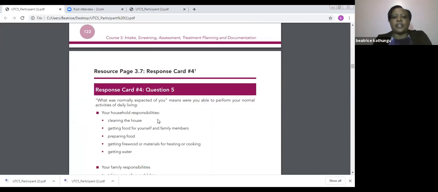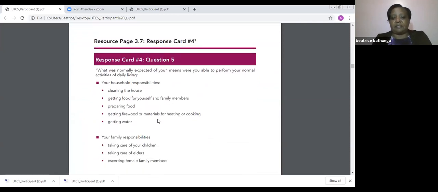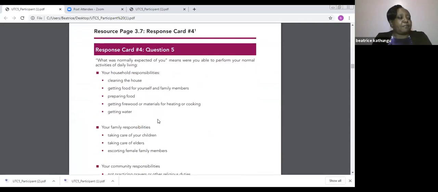Then we have response card number 4. This one is used for question number 5. In question number 5, we are asking the client whether they have at any one point, because of using the substance, failed to perform normal activities of daily living, or what we call their responsibilities. Again, they may not remember.